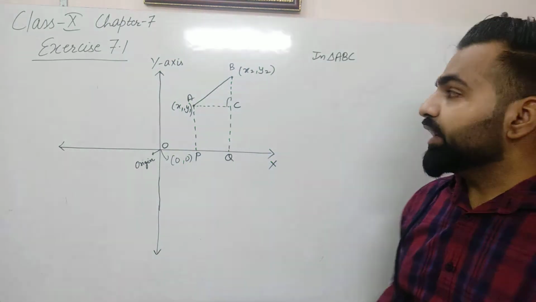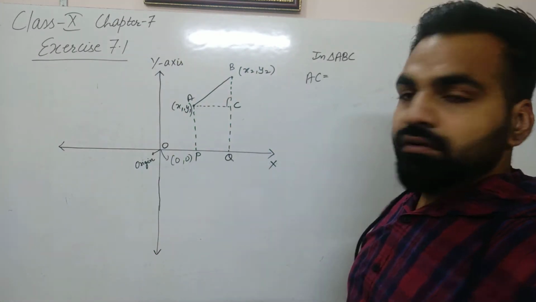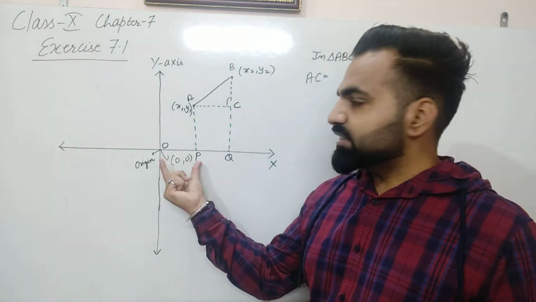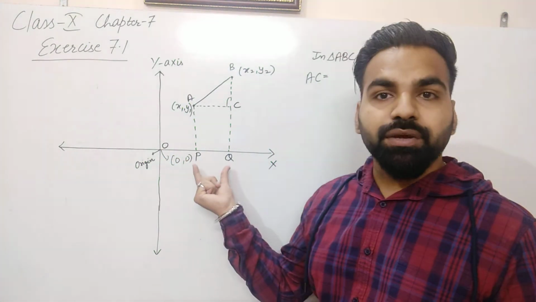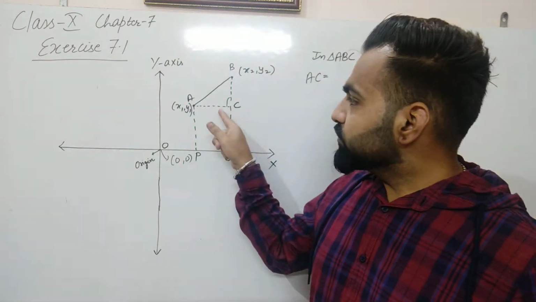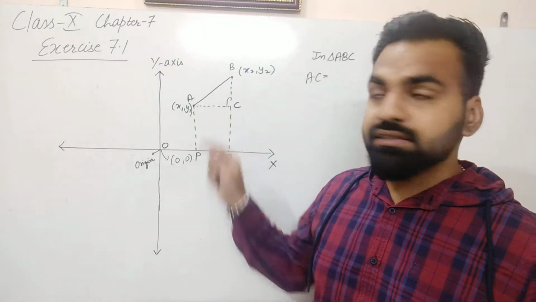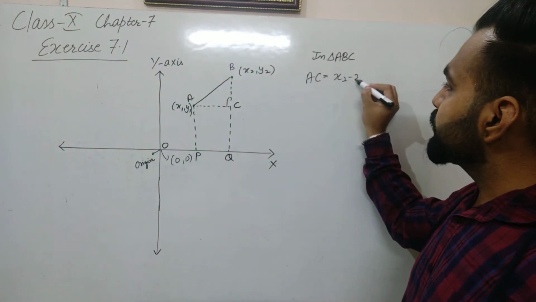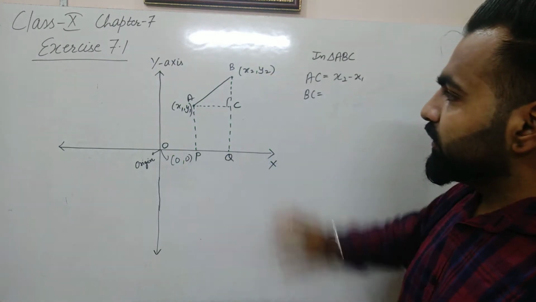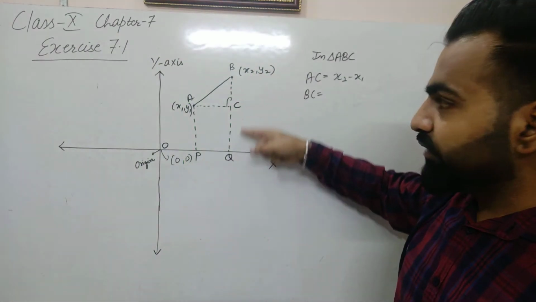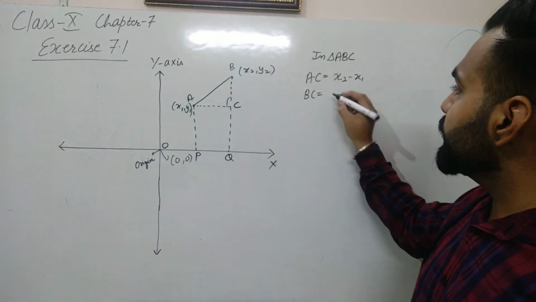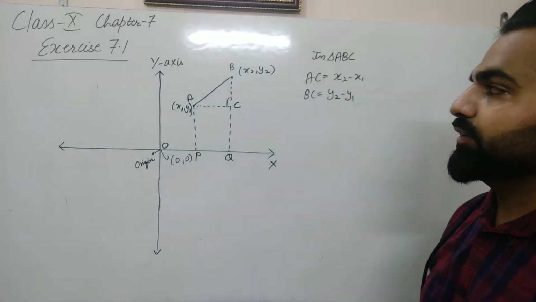Clear? What will be the value of AC? O to Q is x2 and this OP is x1. So this part PQ will be x2 minus x1, and here it forms a rectangle. So the value of AC will be x2 minus x1. Again we can see that the value of BC, this BQ is equal to y2, this QC is equal to y1. So this part BC will be equal to y2 minus y1.